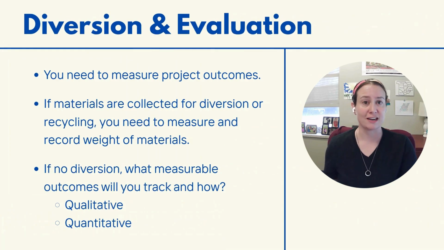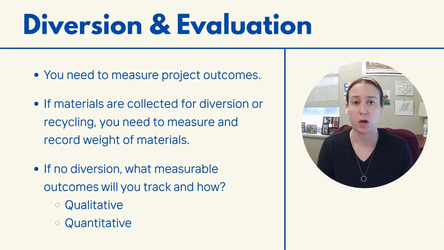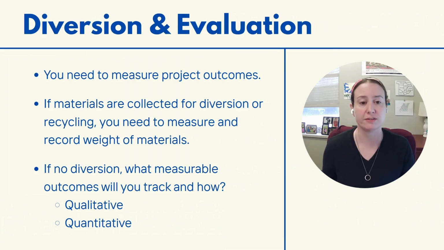All right, diversion and evaluation. So it's very important with our projects that they are measurable in some kind of way. So you need to determine what your intended outcomes are and how you will measure to see if you've reached them. If materials are collected for diversion, say you're collecting aluminum cans or textiles, you need to be able to measure and record the weight of those materials. So we like to be able to report what our tonnage is of our program, how many tons of materials we have kept out of the landfill.